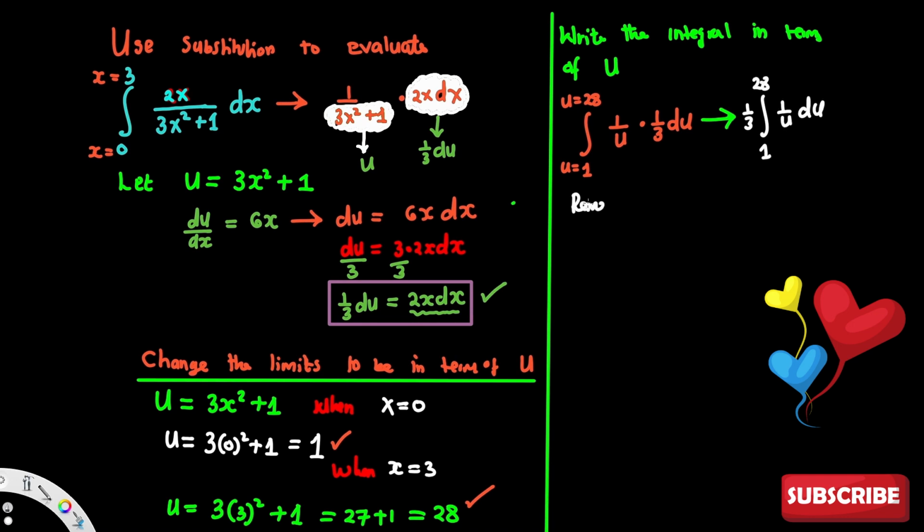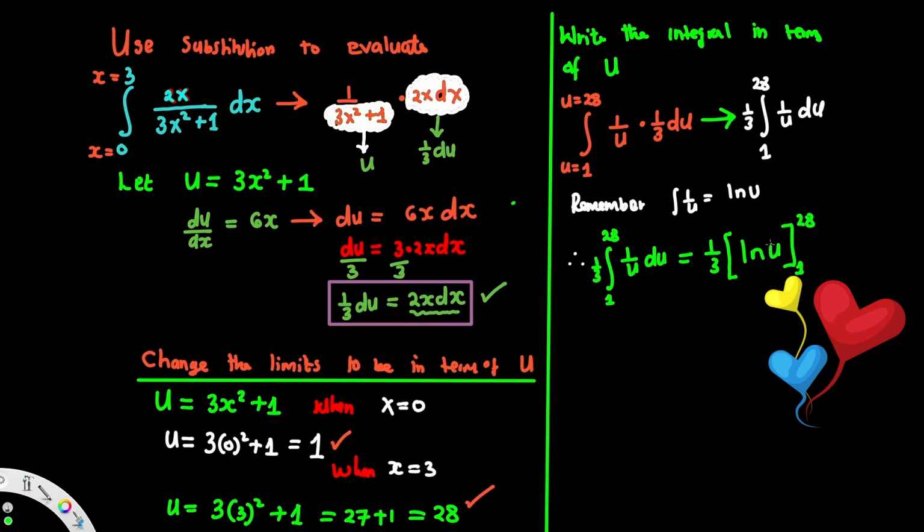Now you need to remember that integrating 1 over u gives ln of u, the natural log of u. So if we integrate this, we're going to have this, and our limits are going from 1 all the way to 28. Remember, when you have a definite integral, you do not add plus c, because eventually it's going to cancel out.